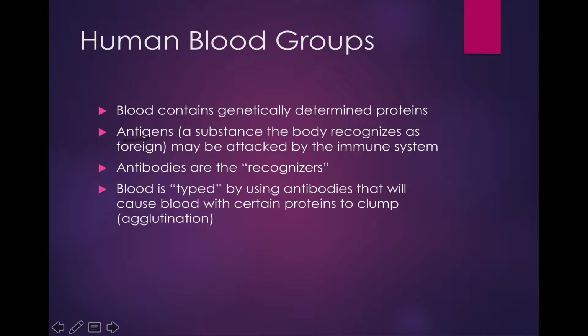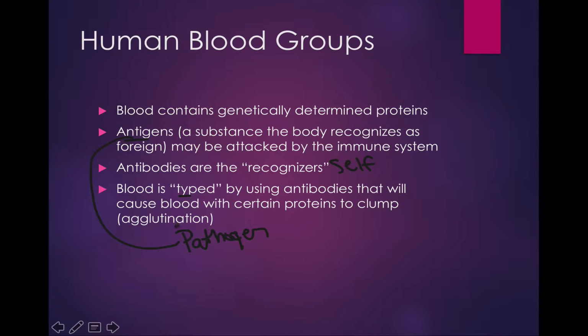So you have antigens, which are substances that your body recognizes as being foreign. When I think of an antigen, I usually think of a pathogen, which is a foreign invader. Antibodies are what your body uses to recognize self or body cells. Antibodies usually are what attack the antigens or the pathogens.